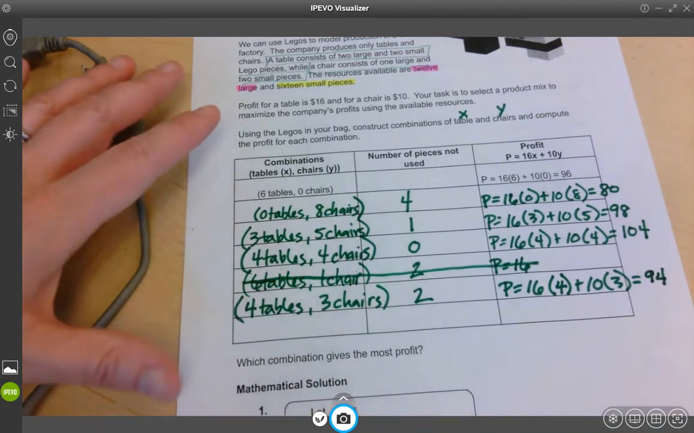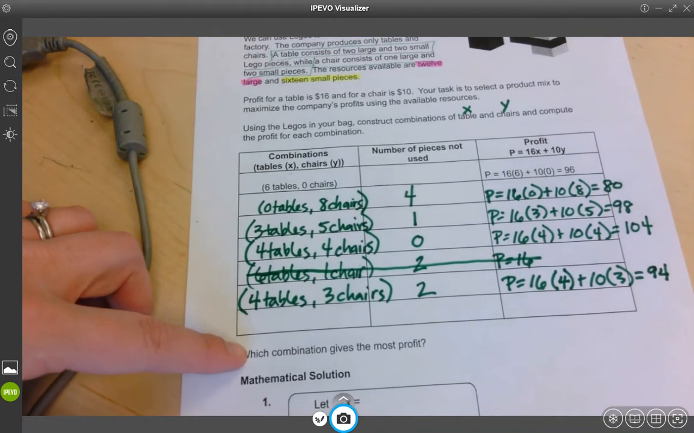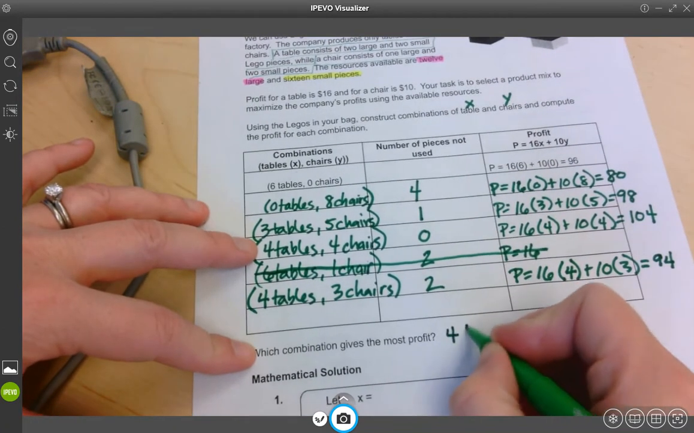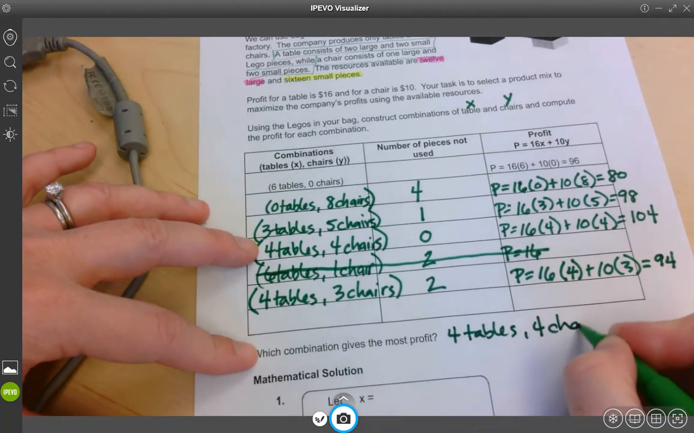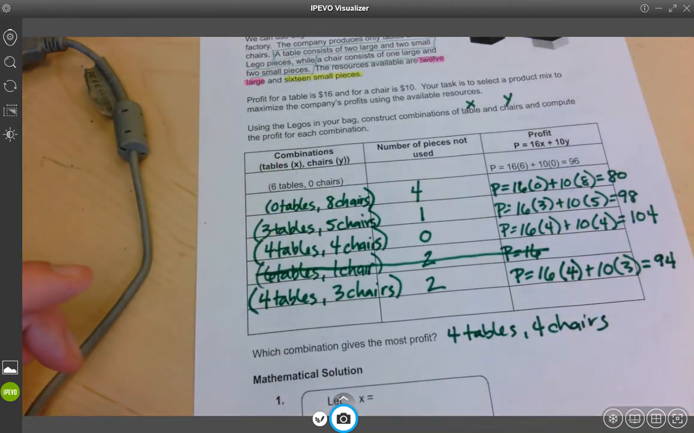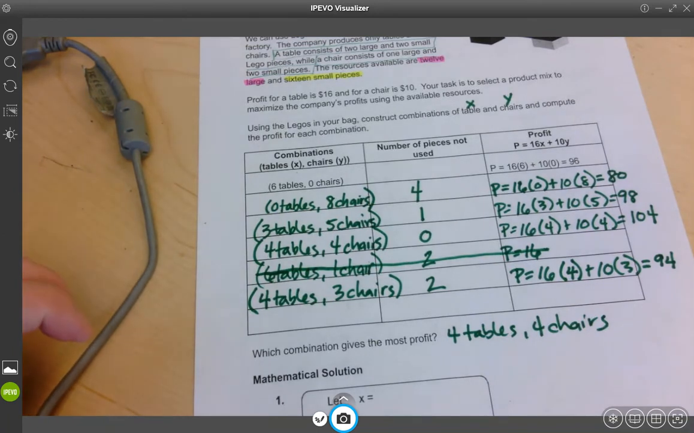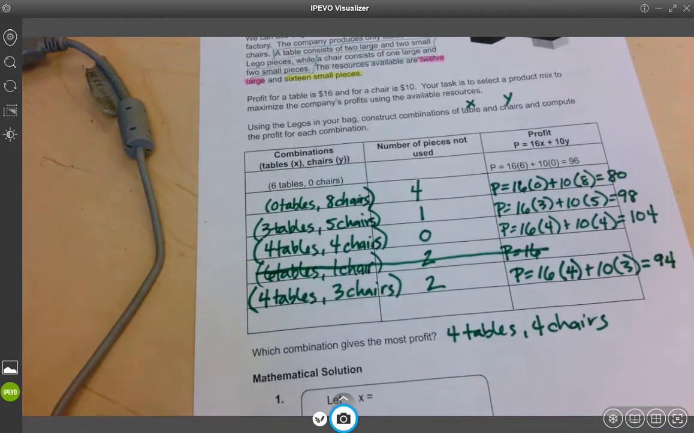All right, so looking at these, which combination gave the most profit of the ones we found? 4 tables and 4 chairs gave us the most profit. But we know that we didn't try all of the combinations out. There are a lot of different combinations. And so linear programming can tell us for sure what is the best combination. So we're going to go back and we're going to do the mathematical solution.